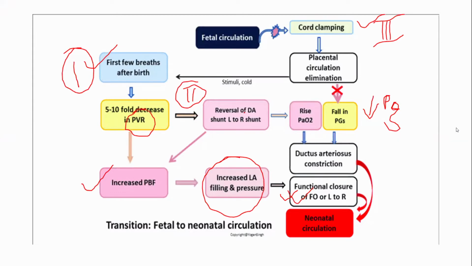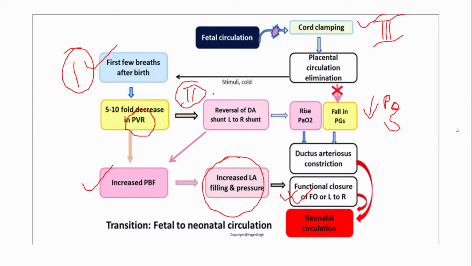So another one, reversal of ductus arteriosus also causes rise in partial pressure of oxygen, because all of the blood is being shunted to the pulmonary blood flow. The baby is taking breath. Okay, so PaO2 rises. PaO2 rise hune bittikai ductus arteriosus will constrict. Okay, when there is rise in partial pressure of oxygen and fall in prostaglandin level, ductus arteriosus will constrict, and that will convert it into neonatal circulation.